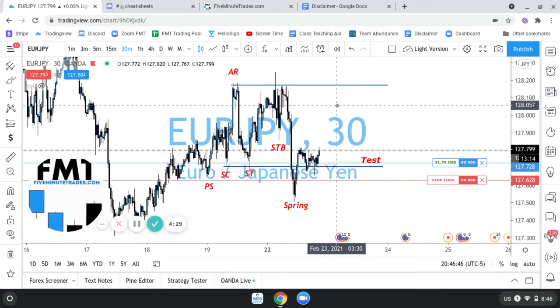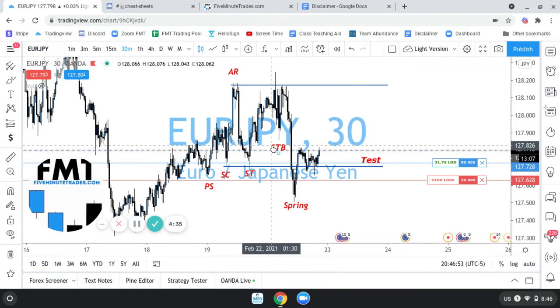So, as I was saying, I believe this is accumulation. There are four schematics that the Wyckoff theory uses, and two of them are for accumulation, and two of them are for distribution.